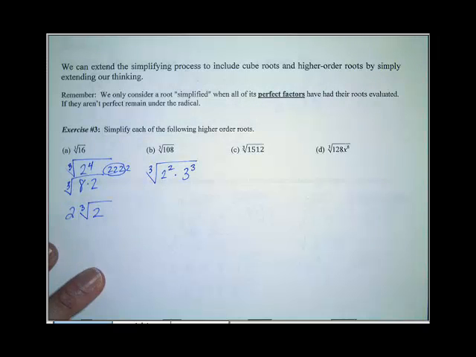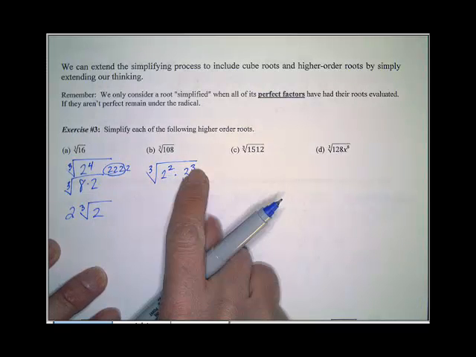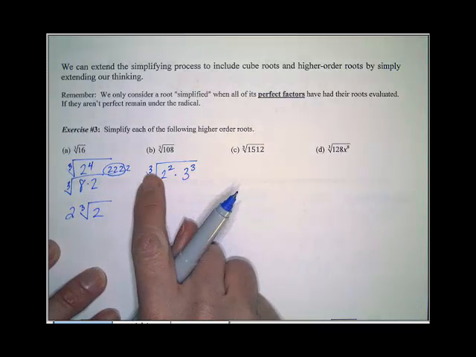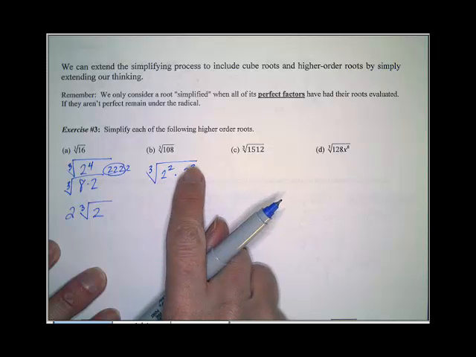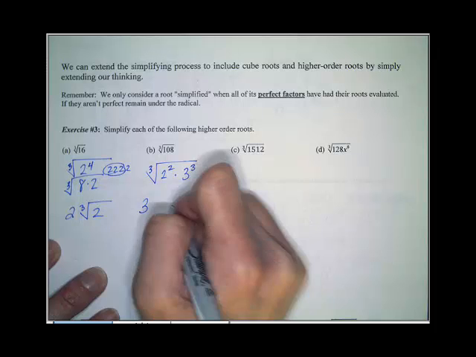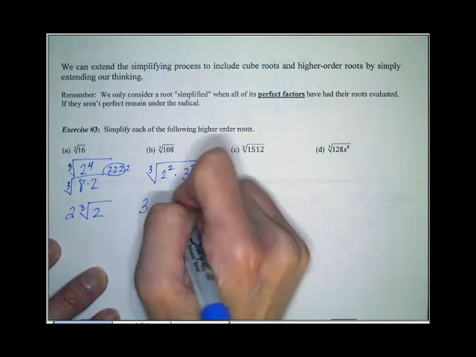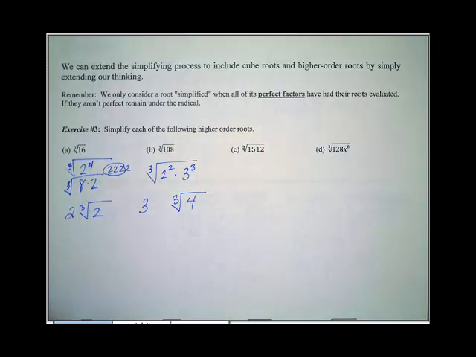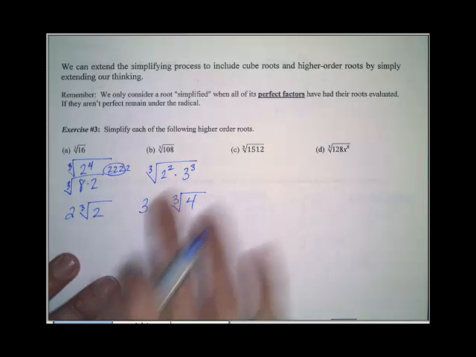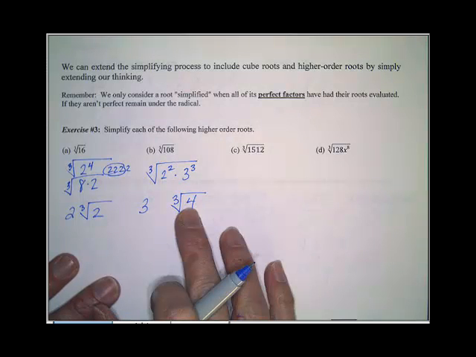So these match, and you can kind of think of these also as they undo each other. So I know that the cube root of 3 to the 3rd, they cancel. So I have 3, and then I have 2 squared, which is 4, inside, and it's a cube root. So my answer to the cube root of 108 is 3 times the cube root of 4, and I can't take the cube root of 4.